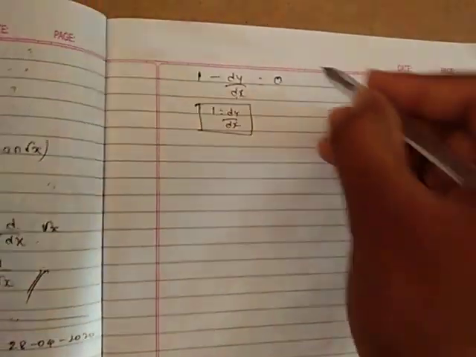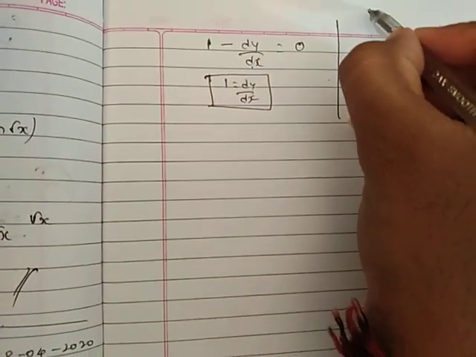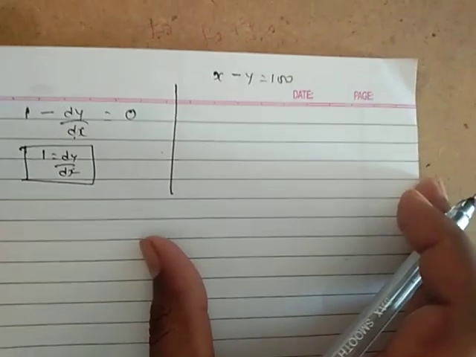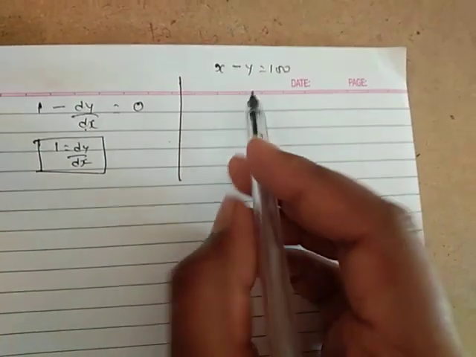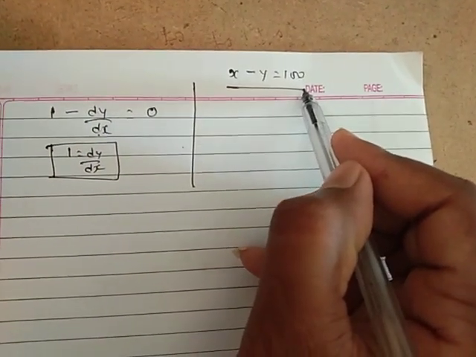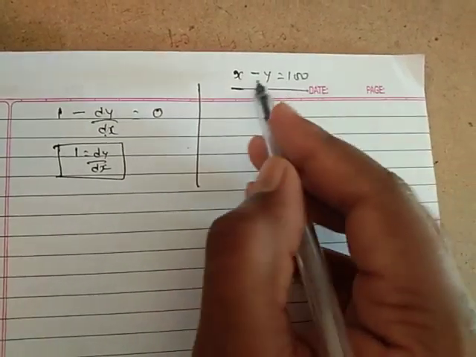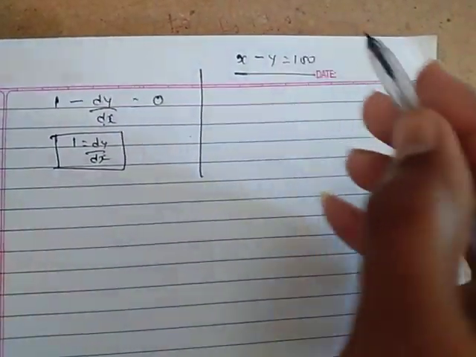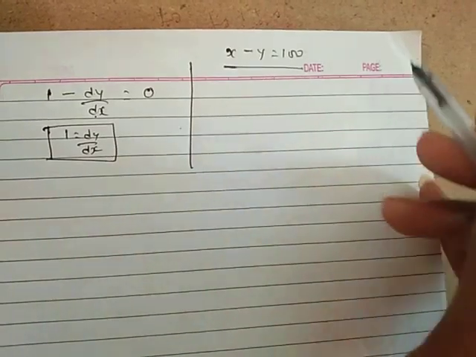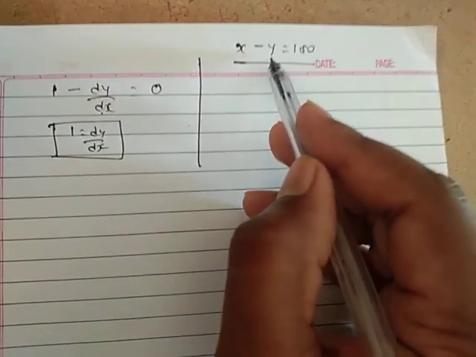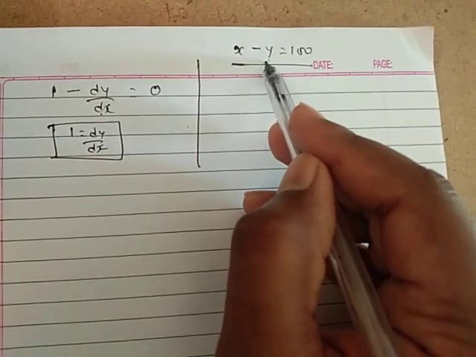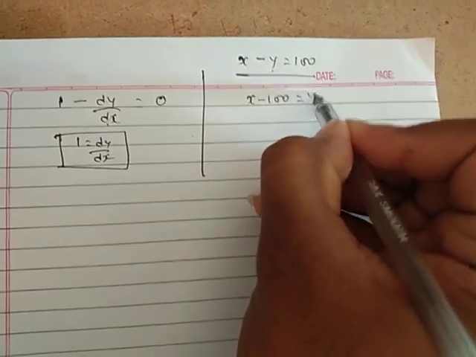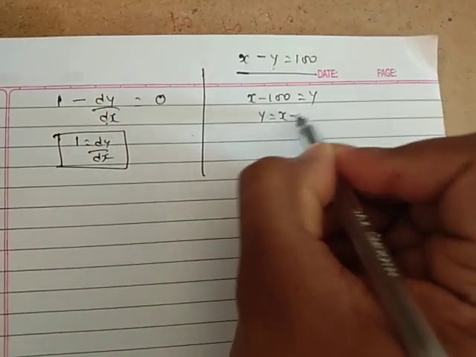The second method: the given implicit function is x minus y is equal to 100. First we need to convert the implicit function into an explicit function. Observe here, an implicit function means the relation is given in a polynomial way. An explicit function means y is equal to some function, y is equal to some f of x. That is the explicit way. So in the second method, we convert the implicit form into an explicit form, meaning x minus 100 is equal to y, or y is equal to x minus 100.